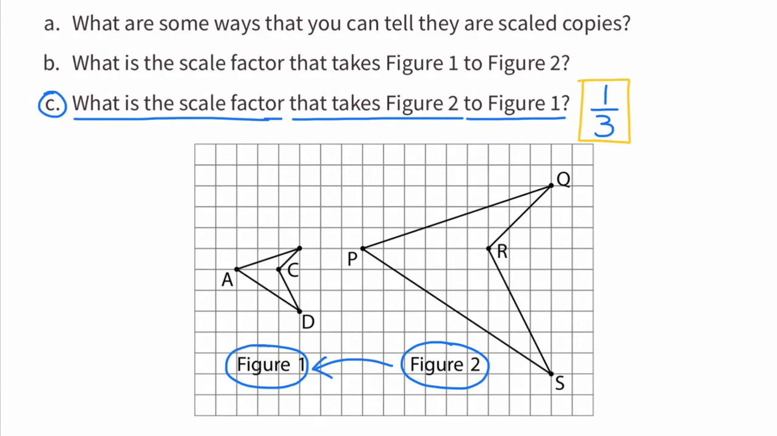The scale factor that takes figure 2 to figure 1 is 1/3, because figure 1 is 1/3 the size of figure 2.